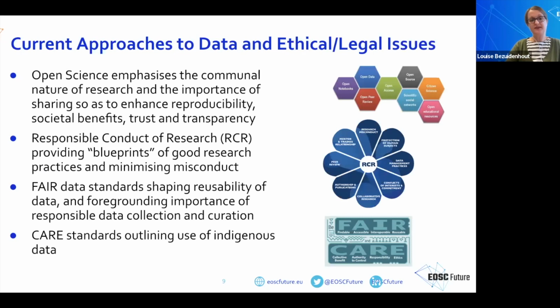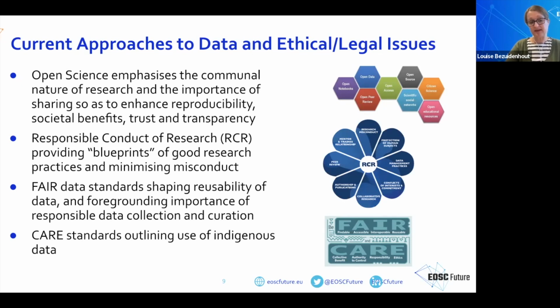So these concerns have really driven forward a lot of discussion around data and ethical legal issues. And it has coalesced into the prominence of a number of different movements. The first, of course, is open science. So open science has been a huge driver in emphasizing the communal nature of research and the importance of sharing to enhance reproducibility, societal benefits, trust, and transparency. So it's really changing the way we view responsibility.